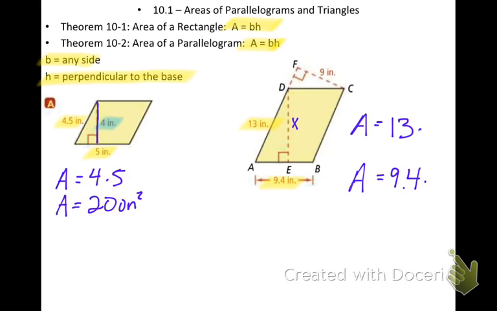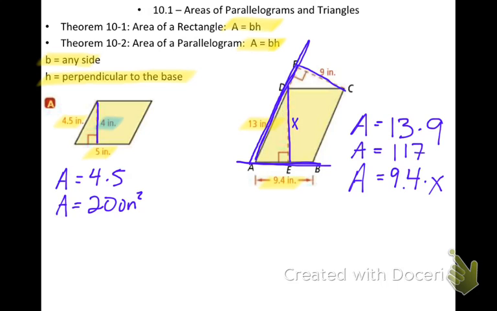Again, this 13 is my side right here, and so perpendicular to this side will be right here, my 9 inches. So that would be my height. And then with the other one, this is my 9.4, that's my base, and perpendicular to it is X. So I would do 13 times 9, that is 117. So then once I find out what my area is, I can plug it into the area formula there and find out what X is. So 117 is equal to 9.4 times X.